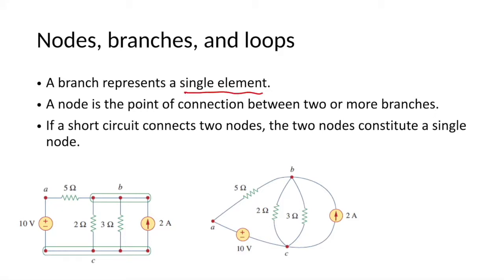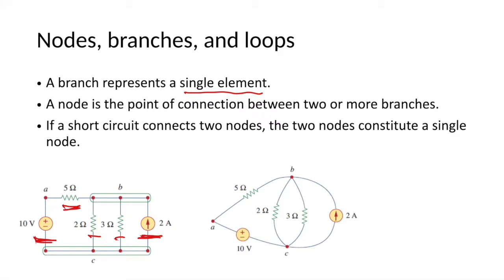From the first figure, we can see that each element is represented by a branch. So the voltage source, the resistor, and also the current source, they are one branch. And the node is the point of connection between two or more branches.